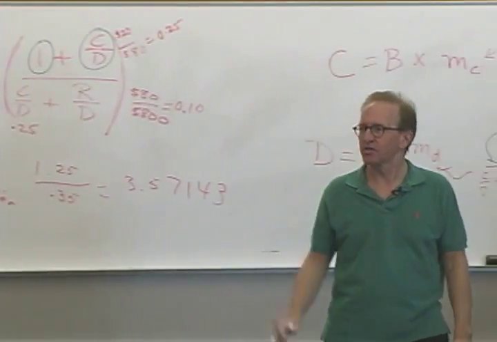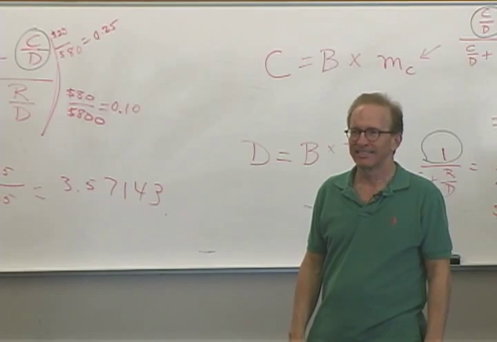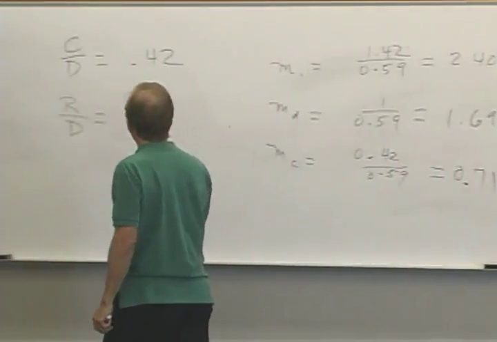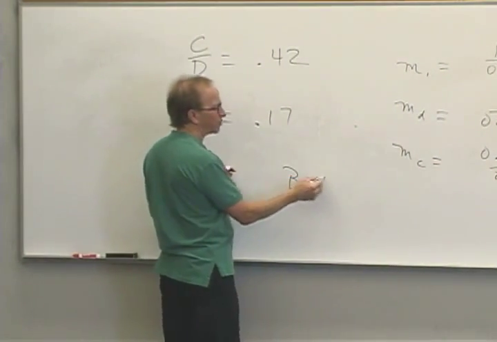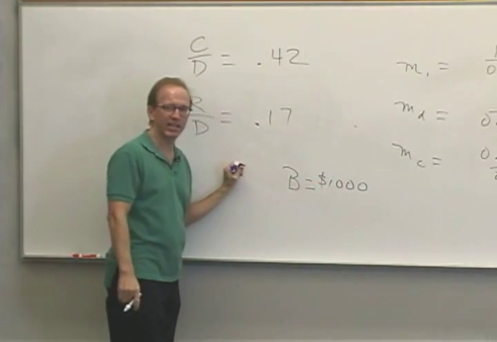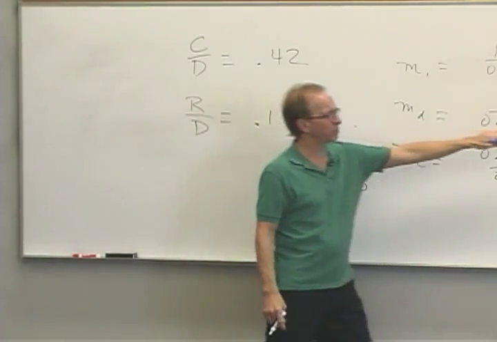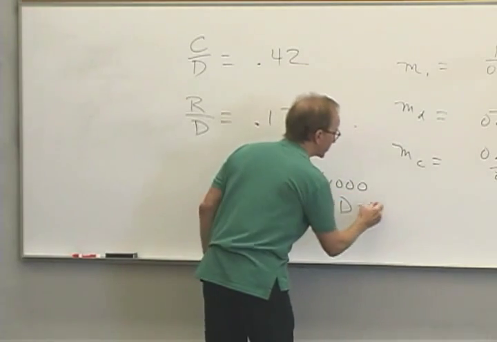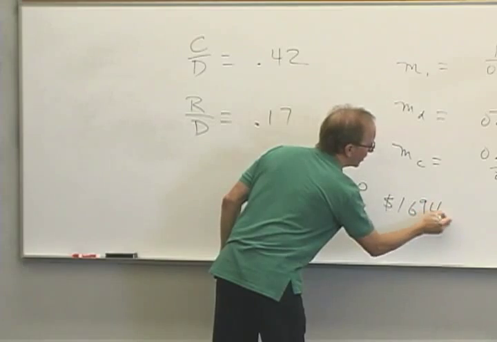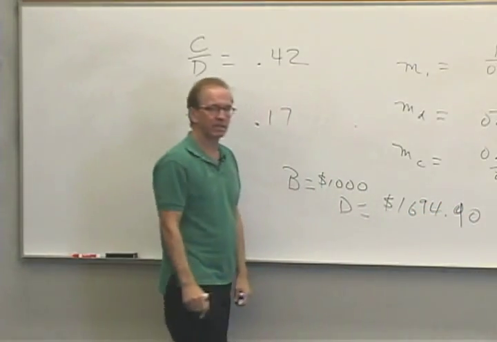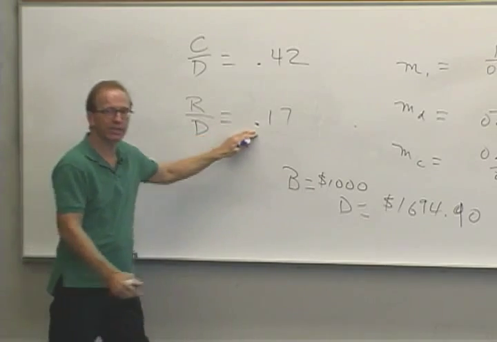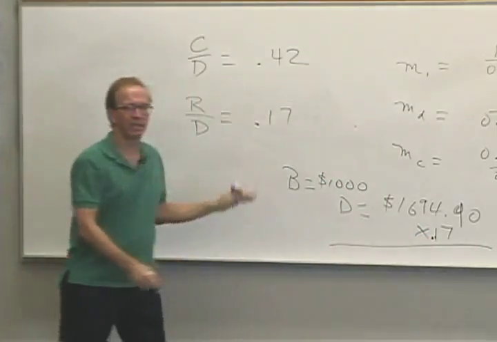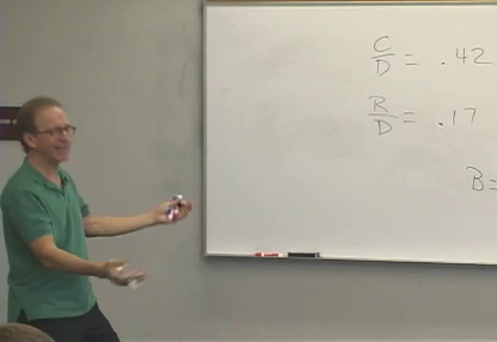How much are in bank reserves? How would we figure out how much is in bank reserves? Well, if we had a monetary base of, and we'll use $1,000, if we had a monetary base of $1,000 and we multiplied it by this multiplier, then we'd say, hey, total deposits equal 1,000 times 1.6949, so that would be 1694.90. And then reserves would be, what, 17% of that. Right? So that's about $289 or something like that.